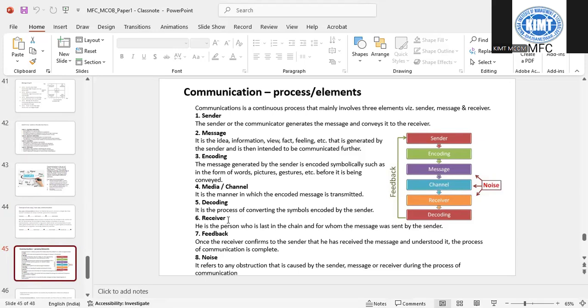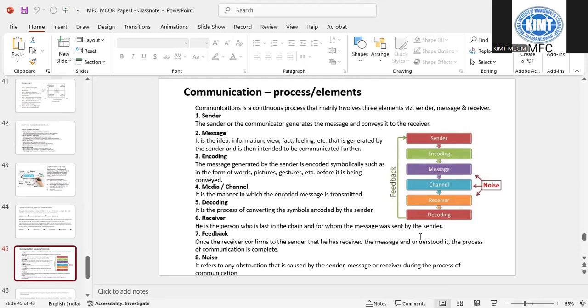Then what is the process of communication? There are some points written here: sender, message, encoding, media, decoding, receiver, feedback, noise. So you see there is a diagram on the left-hand side. We have all points written here. So communication goes from sender to receiver. This is the form: sender, message, encoding, media, decoding, receiver, feedback, noise.